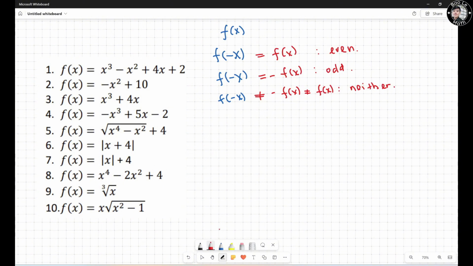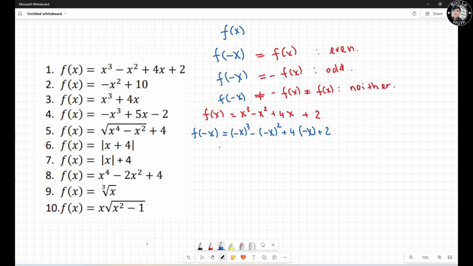Alright, so let's take a look at the first example right here. Example number one, right? So I have f of x equal to x cubed minus x squared plus 4x plus 2. Alright, so you're gonna do it like this. You're gonna start with f of negative x. So what does it mean? Which means you're gonna replace all x values right here with negative x, right? Don't forget parentheses. So I put parentheses right here. I have x right here, I must put negative x. Copy the minus sign right here. Now x right here must be replaced with negative x. So it could be negative x cubed minus negative x squared plus 4 times negative x plus 2. Don't forget parentheses. So keep that in mind.